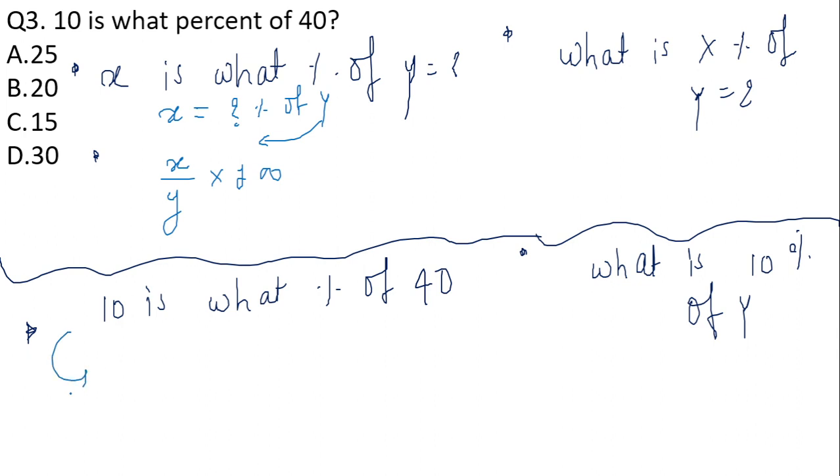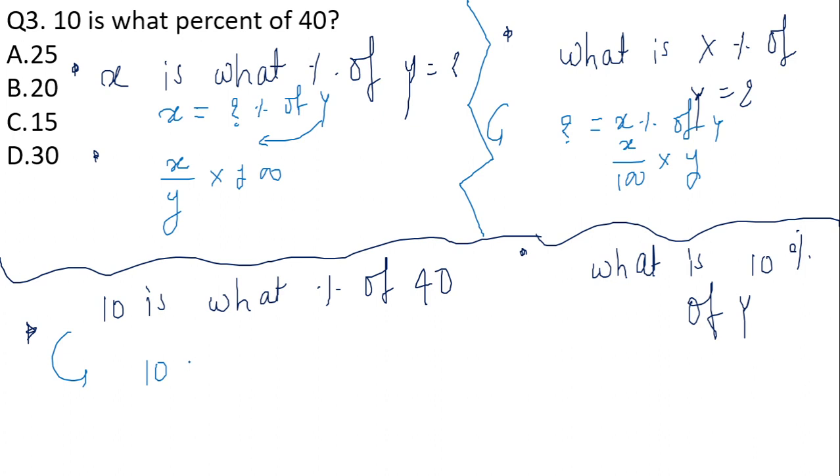Now look at the second statement. What is x% of y? What does x% represent? X upon 100. "Of" represents multiplication into y. It means x upon 100 into y. This is how you have to keep in mind these two statements. These are important.